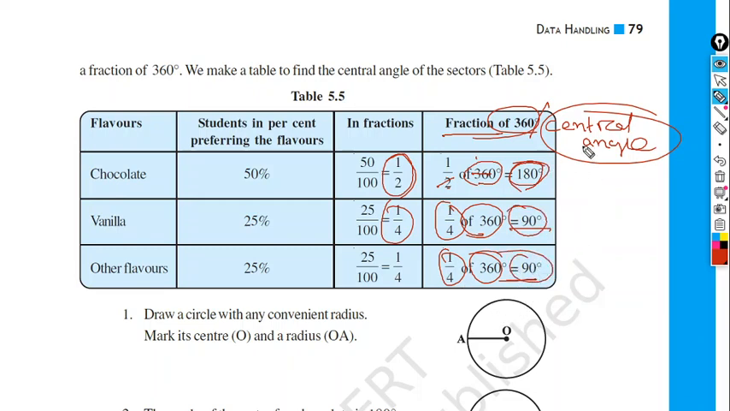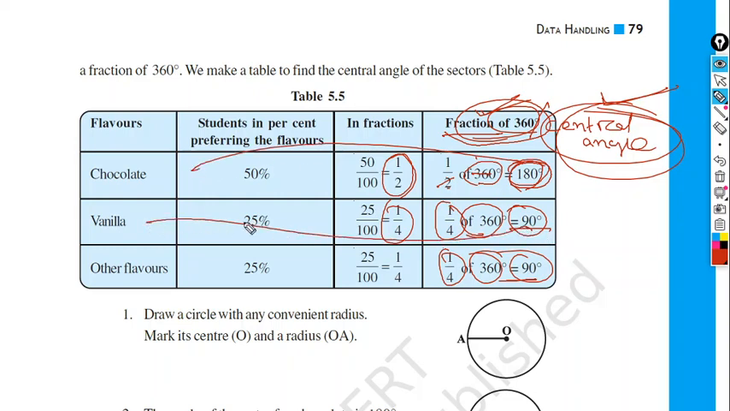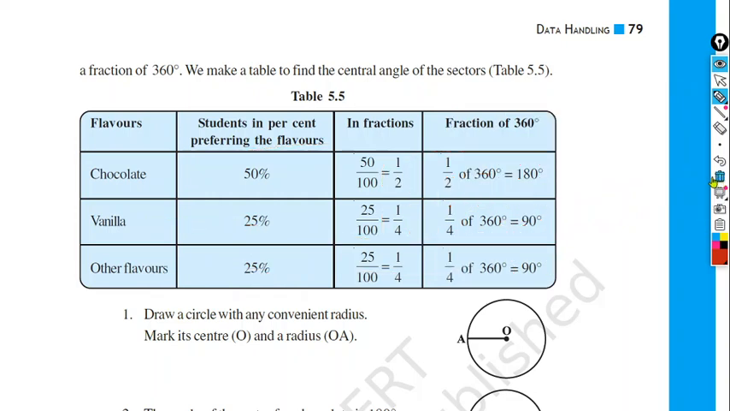Okay. So we got the central angles. You can call it a fraction of 360 degrees, or you can call it the central angle. Normally we call it the central angle, but you can call this also. So now we got the central angle is 180 degrees for chocolate, 90 degrees for vanilla, and 90 degrees for other flavors. So now we can start to make our pie chart.